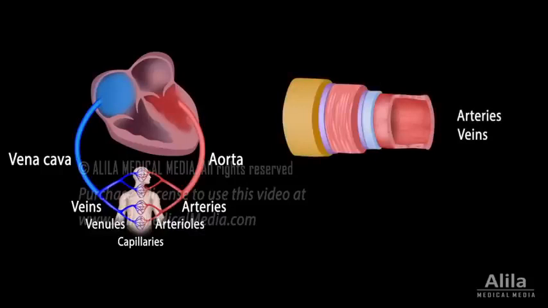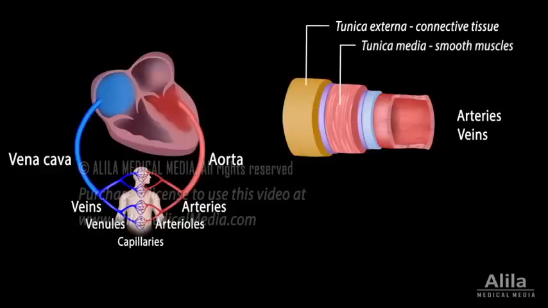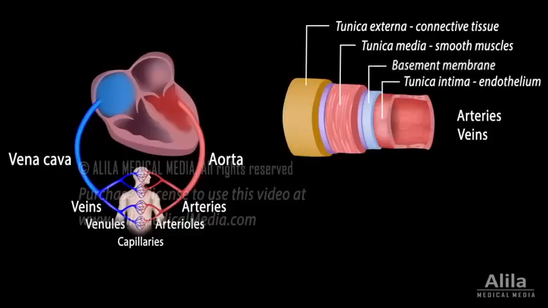Their walls consist of 3 layers. An outer layer of loose connective tissue serves to anchor the vessels to the surroundings. A middle layer of mostly smooth muscles allows the vessels to constrict or dilate, regulating blood flow. And an inner layer consisting of thin squamous endothelium, separated from outer layers by a basement membrane.